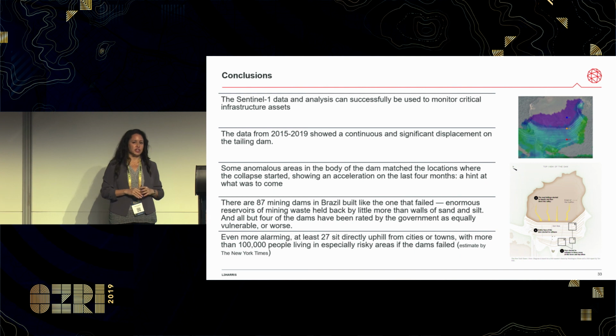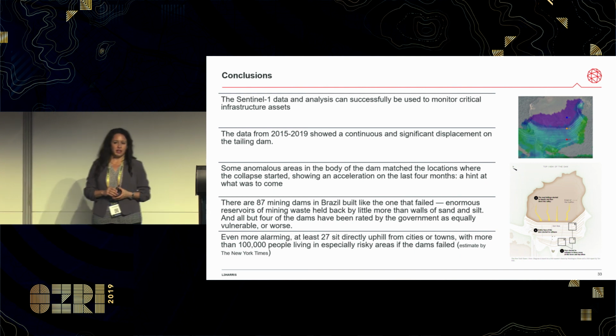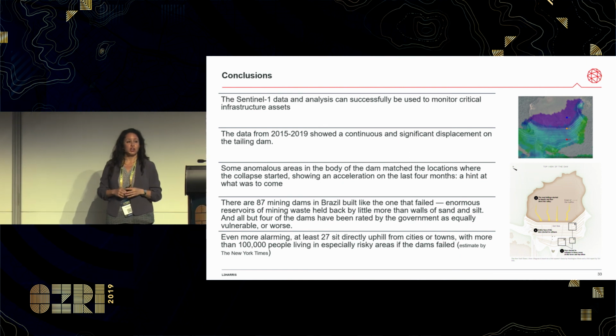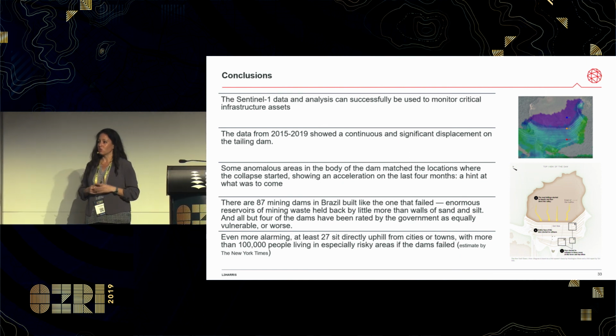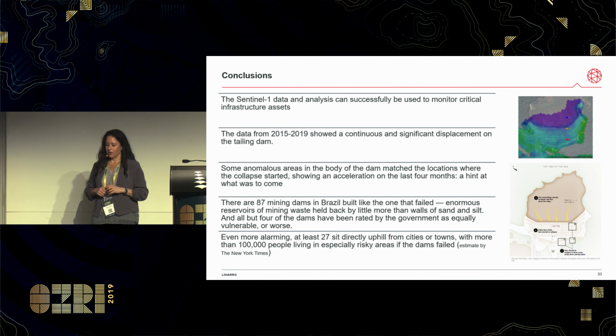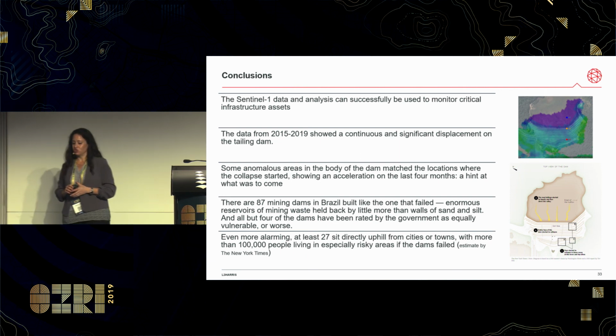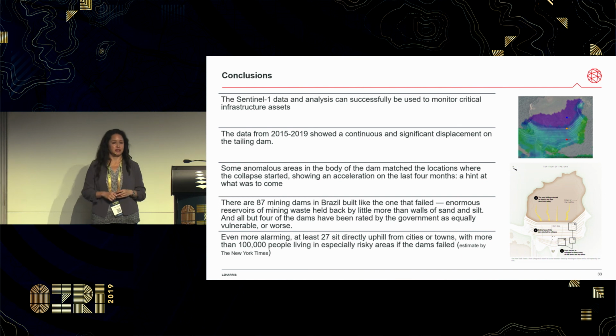So this was a really interesting type of study and analysis to have done. Sadly, yes, it's true that we can actually use Sentinel-1 data, and analysis can be used to monitor these critical infrastructure assets. We could have seen over time, had we been monitoring this, what those changes looked like. That data from 2015 to 2019 showed that continuous and significant displacement on the tailings dam, as we're seeing in all the graphs that show the cumulative displacement. Some of those anomalous areas in the body of that dam match the locations where that collapse started, showing acceleration in those last 4 months. We could have seen what was happening in that particular spot.